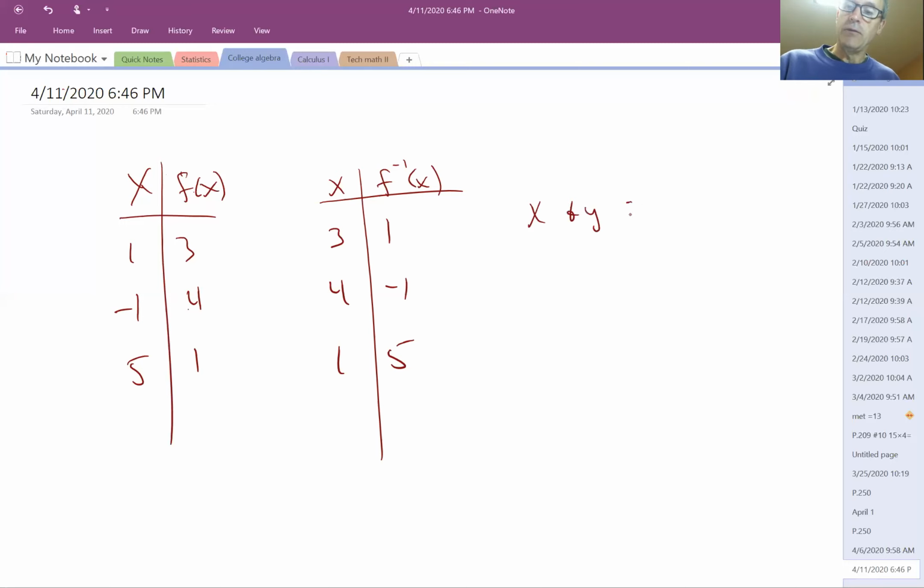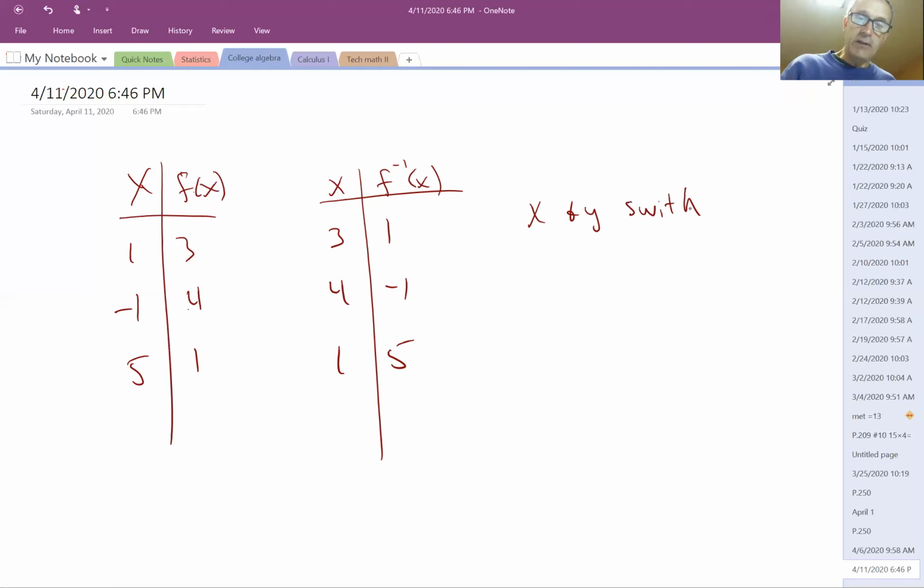X and y switch. That's what it means to have an inverse function. It doesn't mean flip it like 3/4 and 4/3. It doesn't mean that. It means the x and y values switch when you're talking about inverse functions.